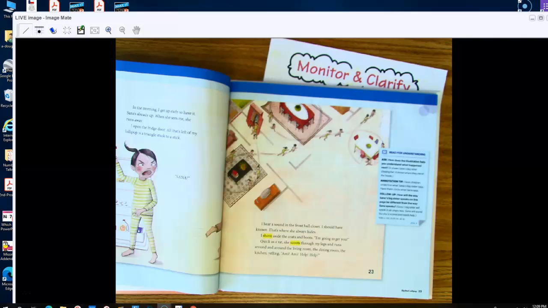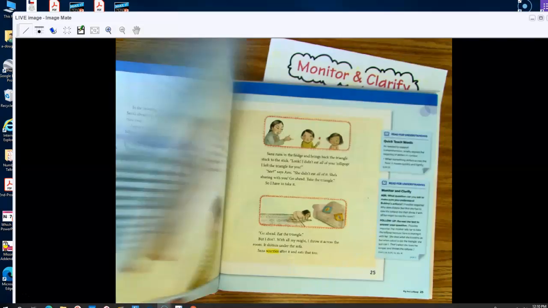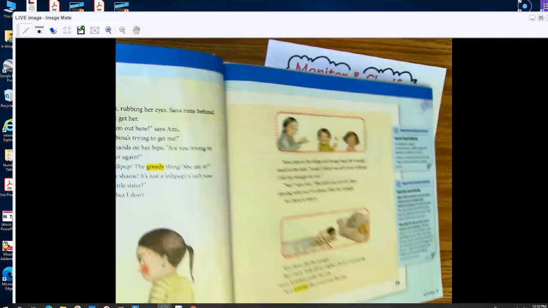How do you think her little sister feels right now? She just ate her big sister's lollipop, and her big sister's chasing her around the house. How would little sister feel? Scared, yes. Probably a little scared. And because she's going, help, help.